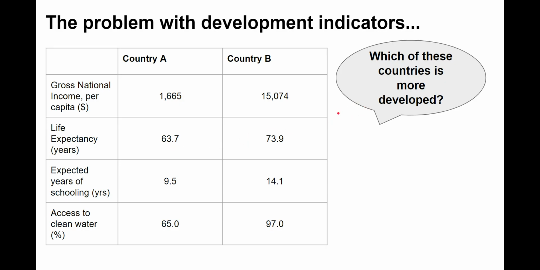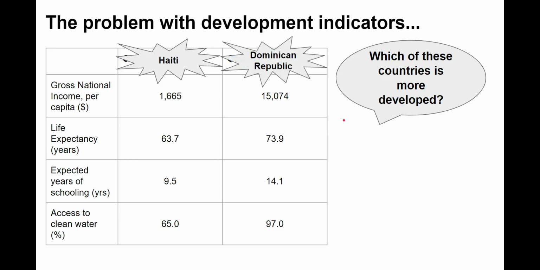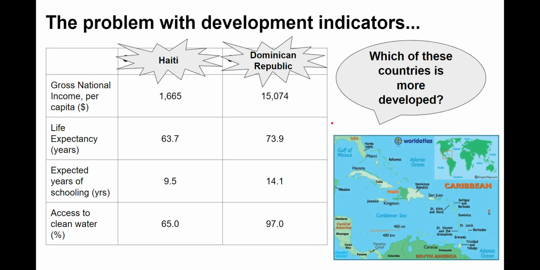So, which of these countries? Country A is Haiti. Country B is the Dominican Republic. Both of these countries are in the Caribbean, or in the continent of North America that we looked at a couple of half terms ago. The reason I've picked these two is because you will notice here that they are right next to each other. So really interesting example.